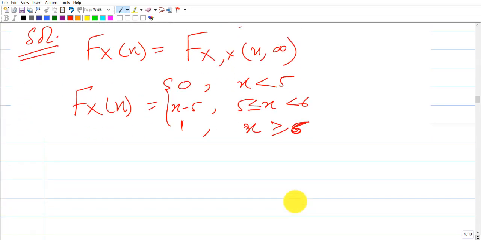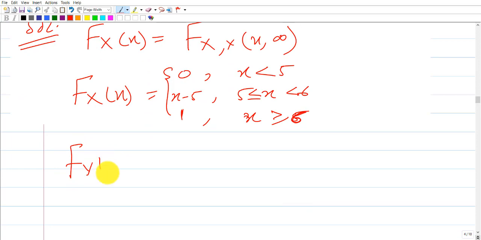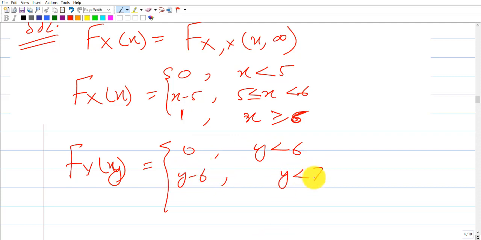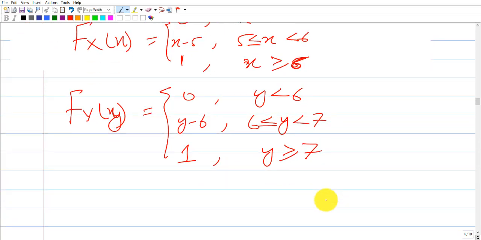Similarly, we can write down the CDF of Y. That would be 0 for y less than 6, y minus 6 for y between 6 and 7, because x could have any value, and 1 for y greater than or equal to 7. So here we can see that we have three different formulas, and we have to define 6 different regions in the XY plane and three different formulas to express the probability model of this joint CDF.